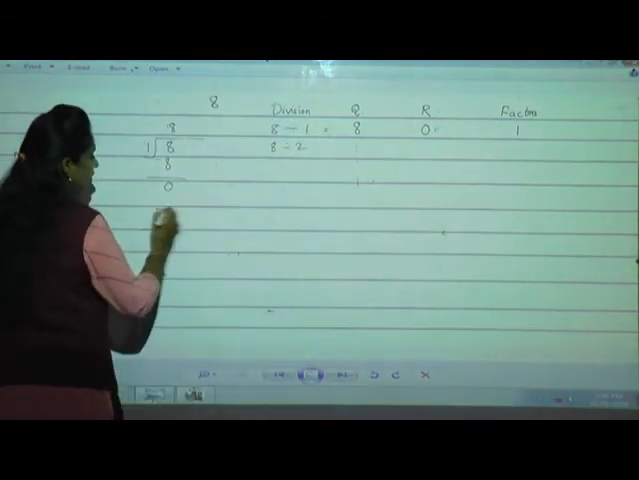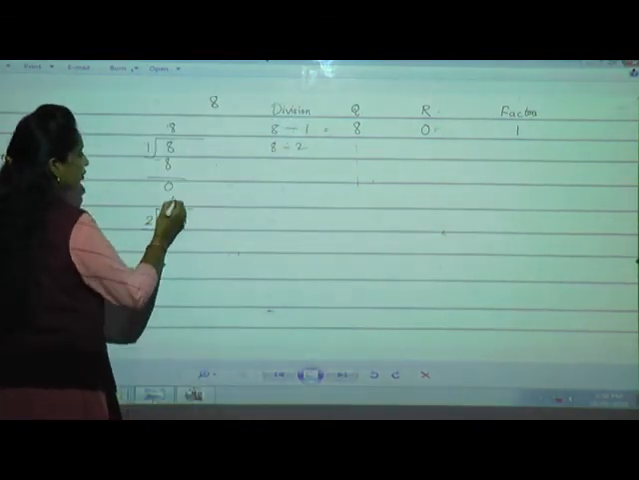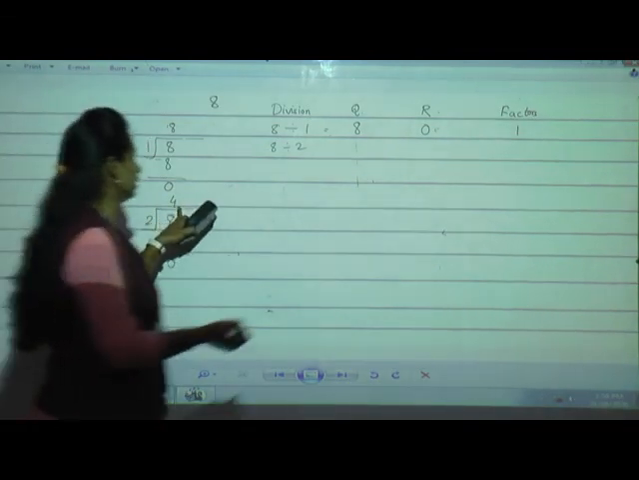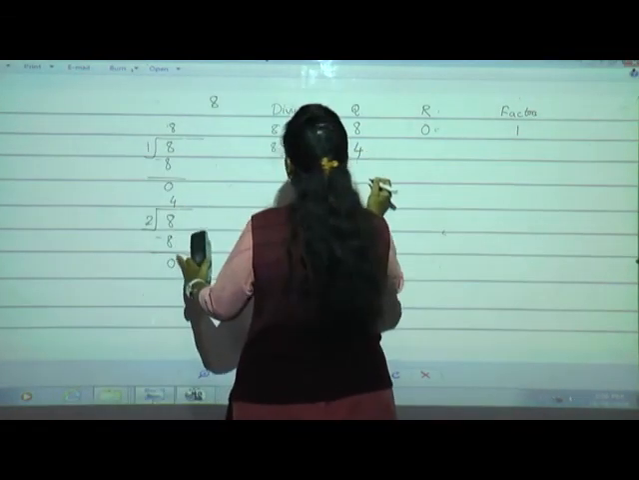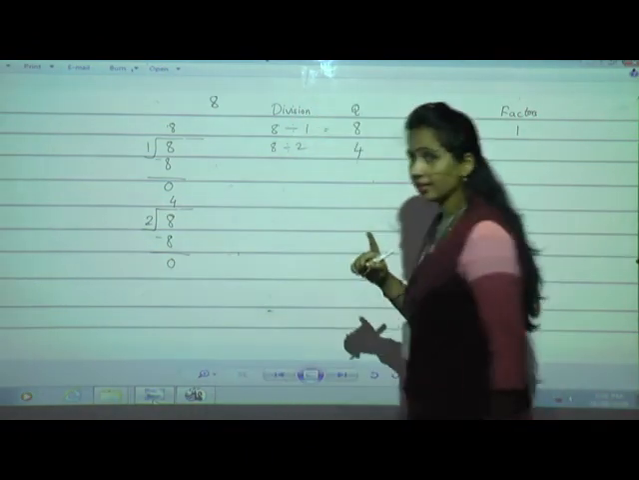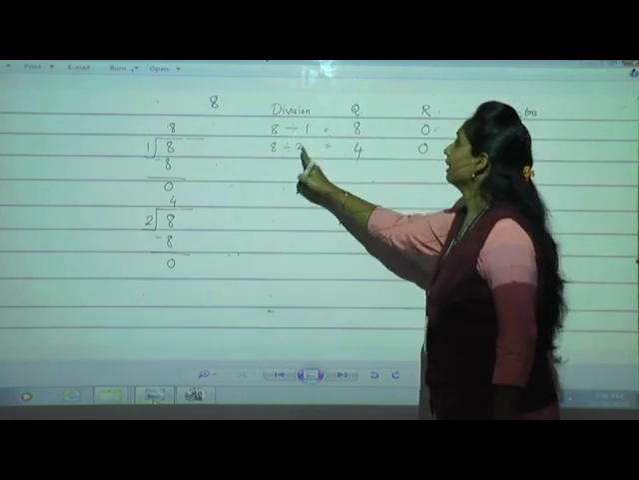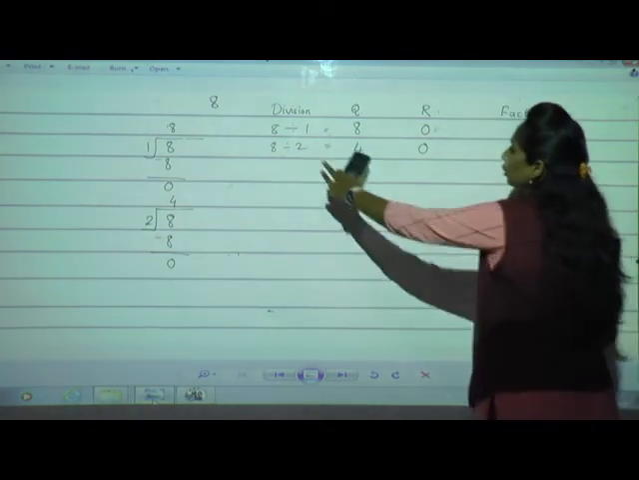Now I'll do the division here. See, 2 fours are 8. We get 0 here. What is the quotient? Quotient is 4, remainder is 0. What I said? If there is no remainder, that will be a factor of that number. What is the factor? 2.